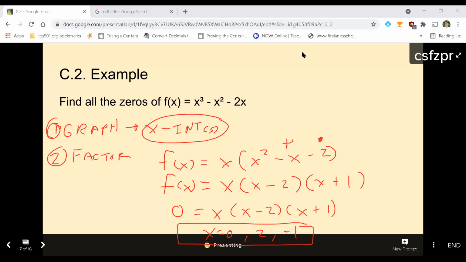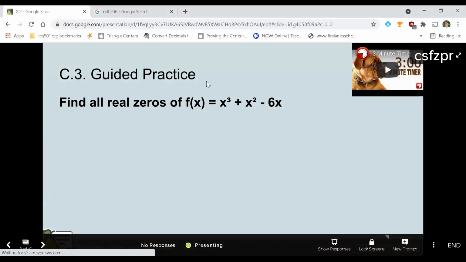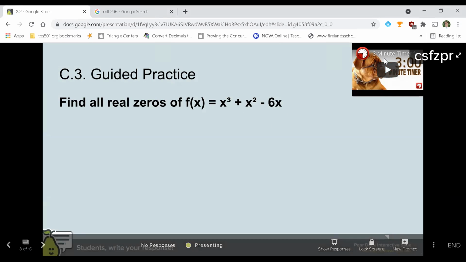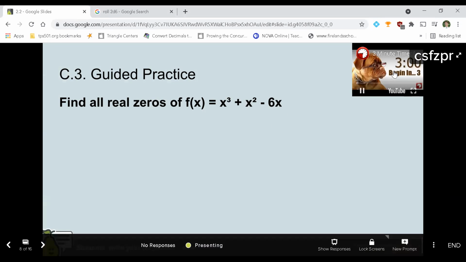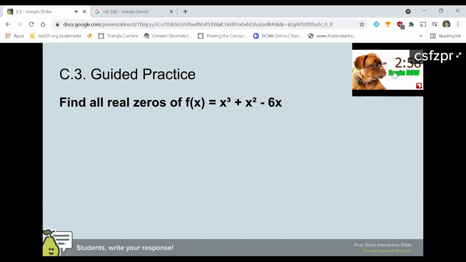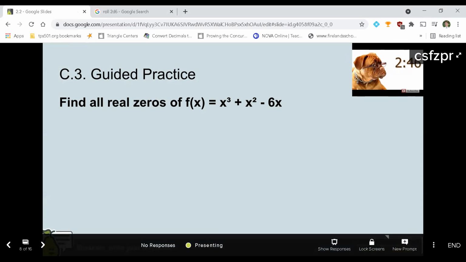Okay, your turn then. Do this one. Try it by factoring first. If after 2 minutes you are still stuck, graph it. I will call on one person who got skipped out earlier from being called on. Whoever that is. The dice must be obeyed.